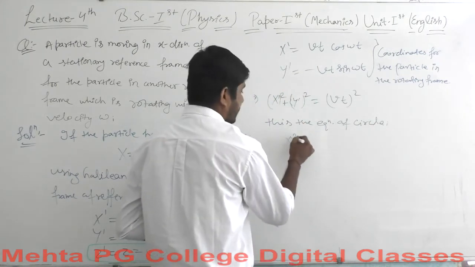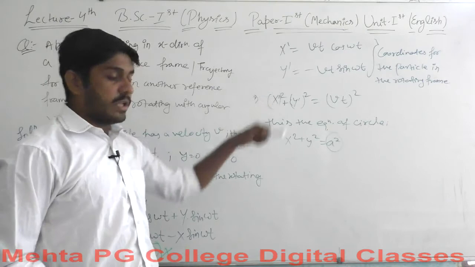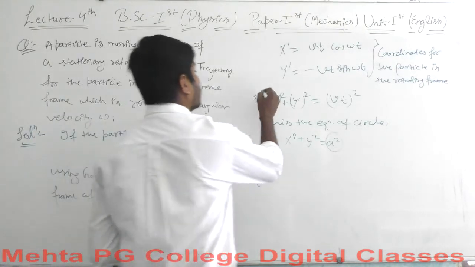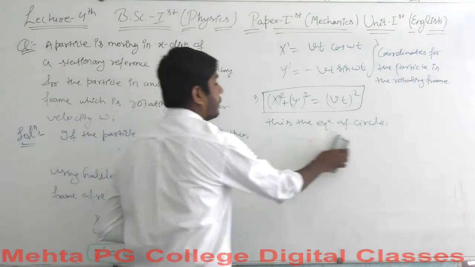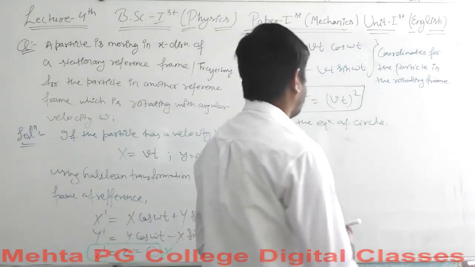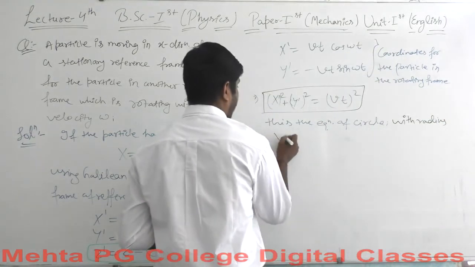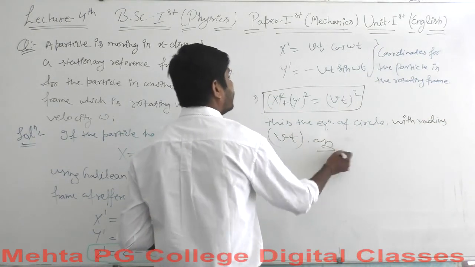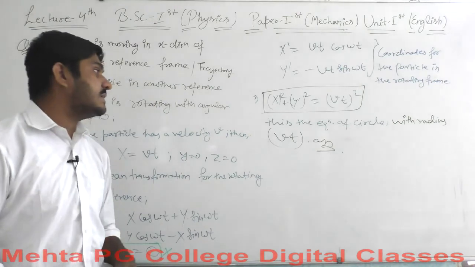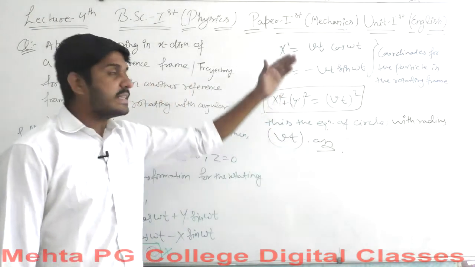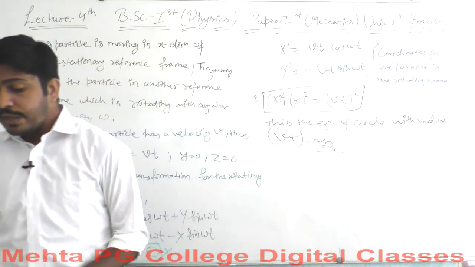You remember, if you compare this with x square plus y square equals a square, where a is the radius, the above equation is the equation of a circle with radius Vt. I hope you can get the concept in these similar ways, because it will be easier for you. I think you can calculate this in a much easier manner, in the manner we have discussed here.